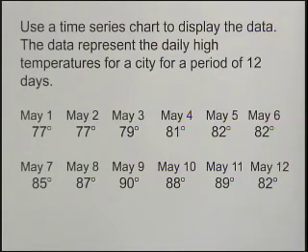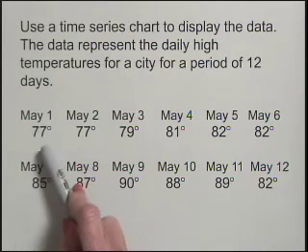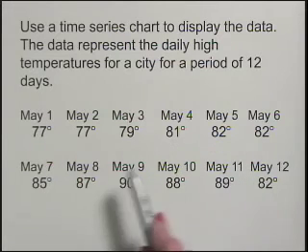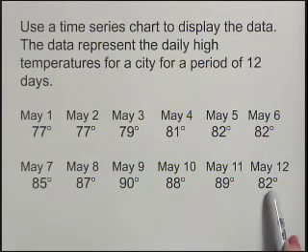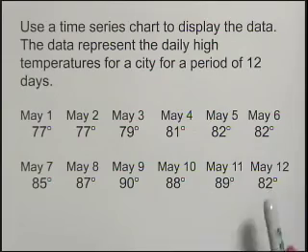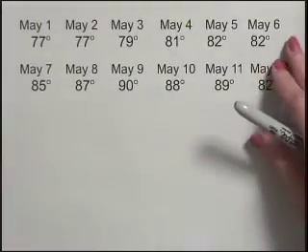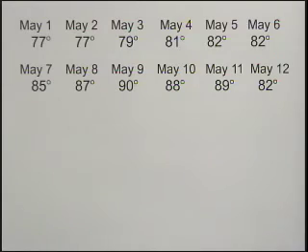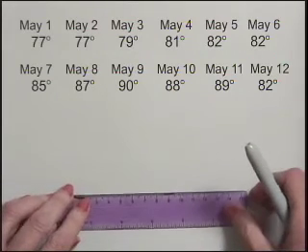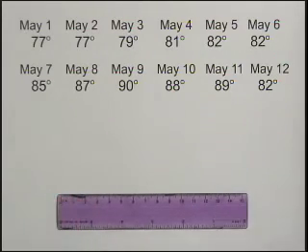Use a time series chart to display the data. The data represent the daily high temperatures for a city for a period of 12 days. So we're starting on May 1st with a temperature of 77 degrees, and we see the different temperatures all the way through to May 12th with a daily high then of 82 degrees. We have the same information here, and we're going to use our horizontal axis to represent the day of the month.